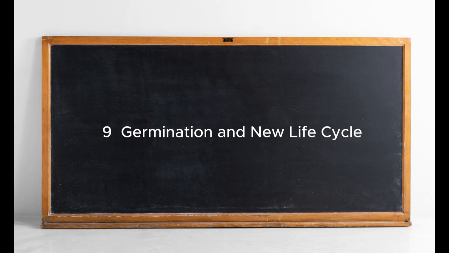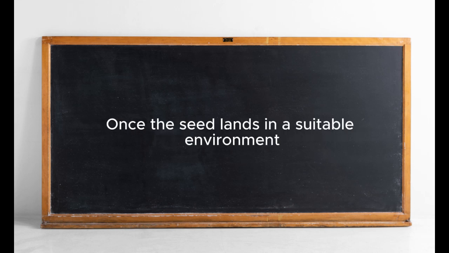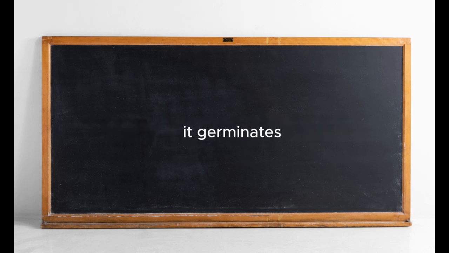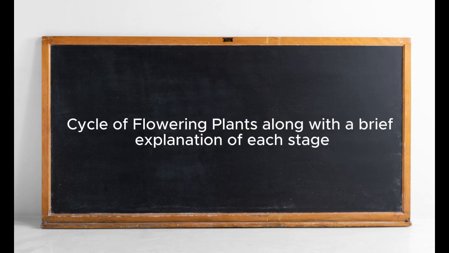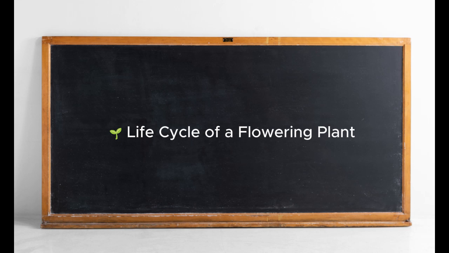9. Germination and new life cycle. Once the seed lands in a suitable environment, it germinates, and the cycle begins again. Here is a detailed diagram of the life cycle of flowering plants along with a brief explanation of each stage. Life cycle of a flowering plant.